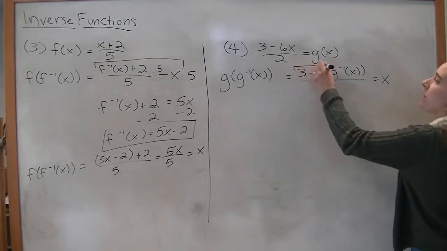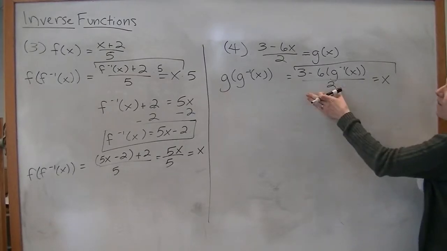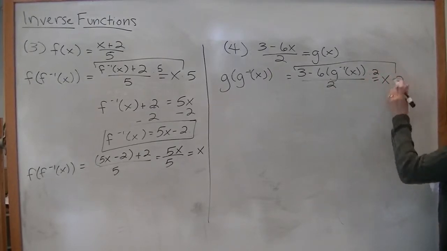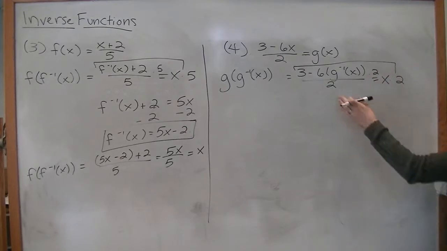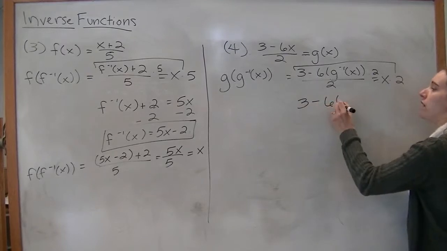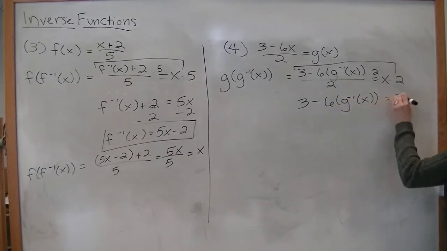So if I focus on solving that equation for g inverse of x, well, I have division by 2 on this side, so if I multiply both sides by 2, this 2 and this 2 will become 1. 1/2 times 2 gives me 1. So I get 3 minus 6 times g inverse equals 2x.